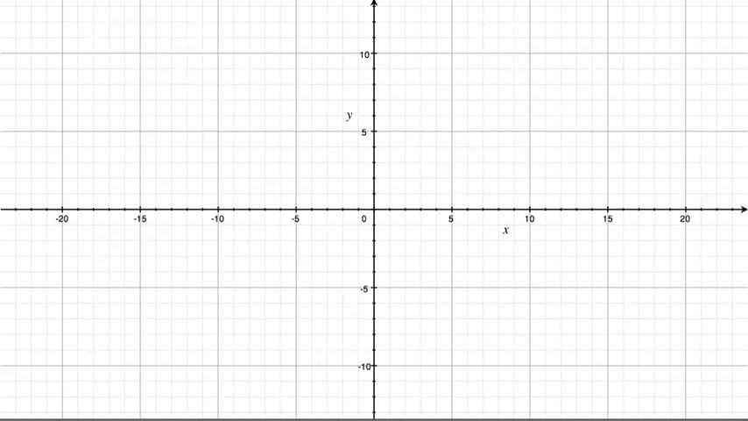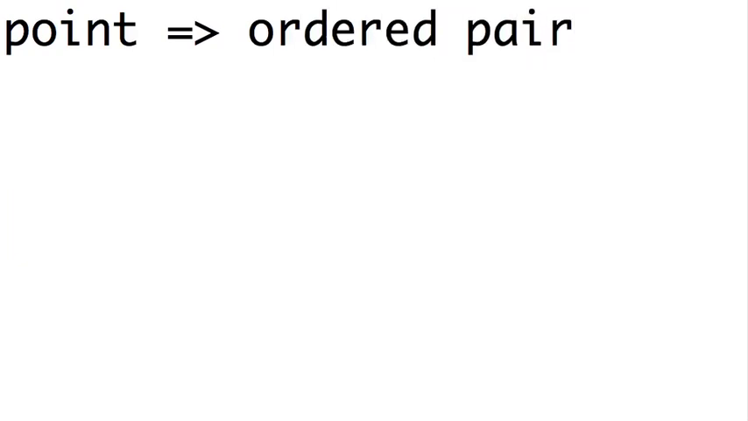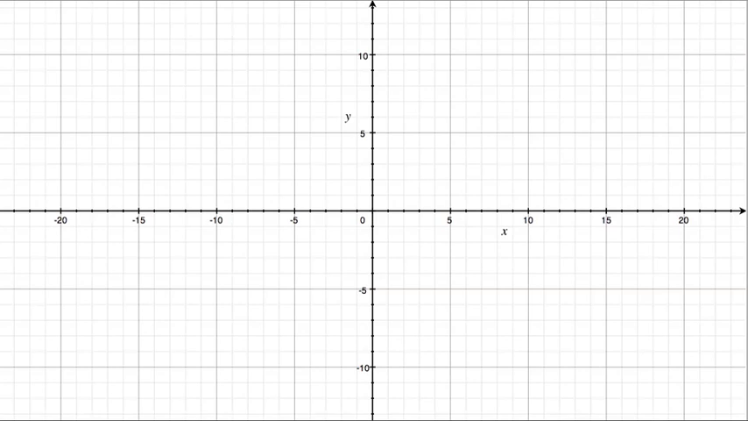Now we would also like to be able to go backwards, and we'd like to start with a point in the plane and then get an ordered pair. So let's see how we can do that. For example, let's say we start with this point right here. How do I find out what its coordinates should be?